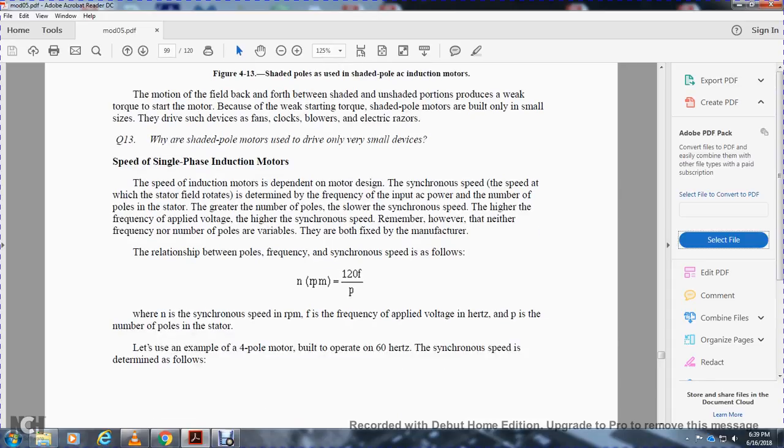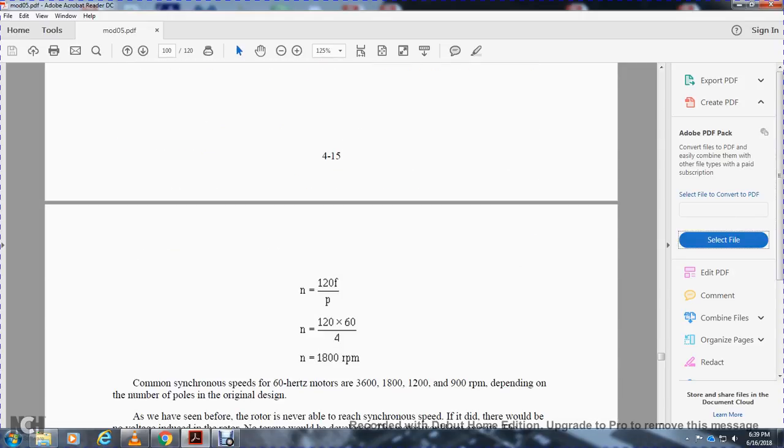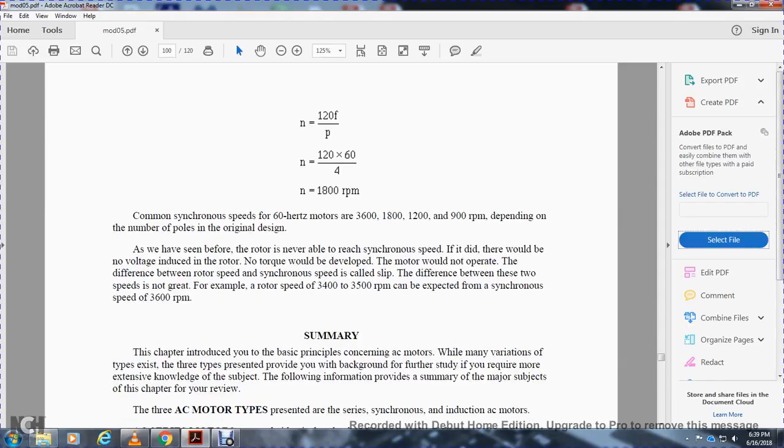The relationship between the poles, frequency, and synchronous speed is as follows: N equals 120 times F over P, where N is the synchronous speed in RPM, F is the frequency applied to the voltage in hertz, and P is the number of poles in the stator. You get the synchronous speed in RPM as 120 times the frequency in hertz, over the number of poles. Let's say a 4-pole motor is built for 60 hertz. The synchronous speed is determined as 120 times 60 over 4, which is 1800 RPM. The common synchronous speeds for a 60 Hz motor are 3600, 1800, 1200, and 900 RPM, depending on the number of poles in the original design.